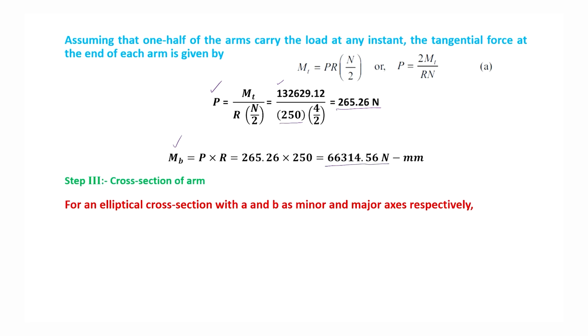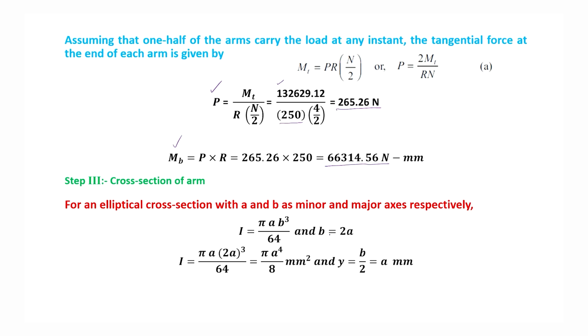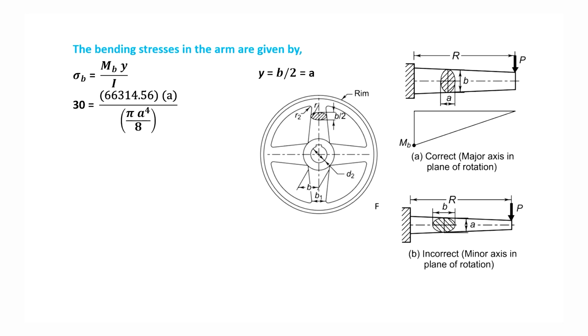So for the elliptical cross section of the arm, I is obtained as this, and substituting B equal to 2A, I is πa⁴/8 mm⁴. So the bending stress, the allowable stress, is equal to the ultimate tensile strength divided by the factor of safety, which is 30 megapascal.